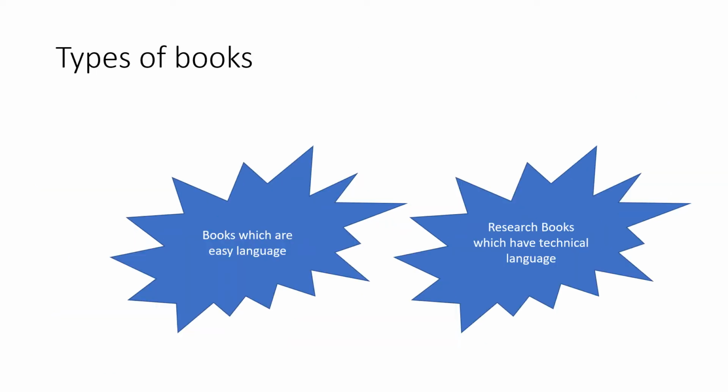So in this presentation, I will suggest two types of books. Books which are in easy language and are easily understandable. The second type of books which I'm suggesting are research books which have technical language and which may not be so obvious to the readers.